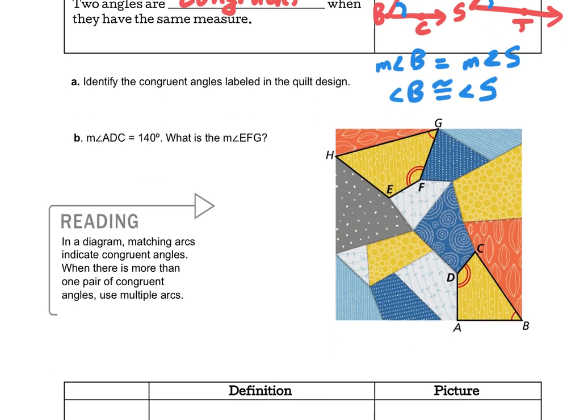Okay, as we look at this quilt design down here, we've got a picture with all kinds of different designs going on in it. And we want to know, first of all, identify the congruent angles labeled in the quilt design. So we're looking for two angles that have the same marking in them. There's a couple of different ones here. One of them would be angle G. Notice it has one marking, and angle B has a marking. So angle G and angle B would be congruent.